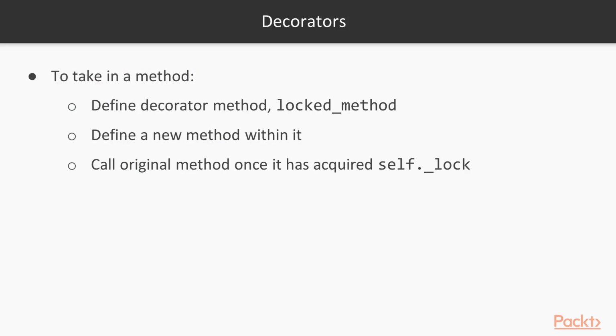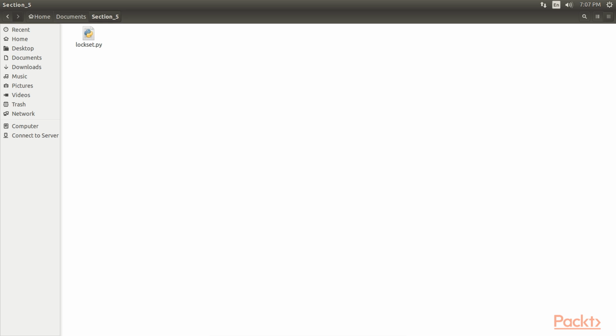One of the other key methods that we could leverage is to utilize decorators. With this mechanism, we define our decorator method, locked method, which takes in a method. This decorator method will then define a new method within it, and call the original method only when it has acquired self-lock. Let's take an example for decorators.